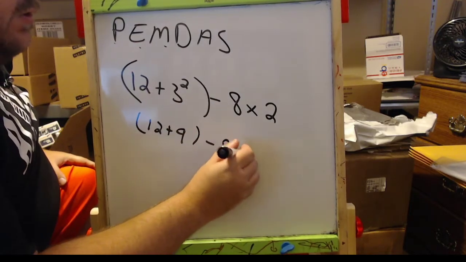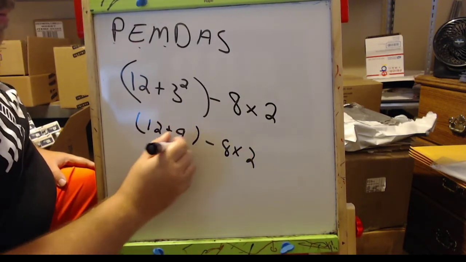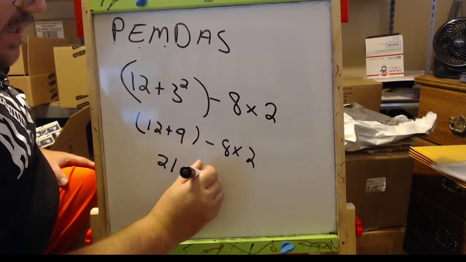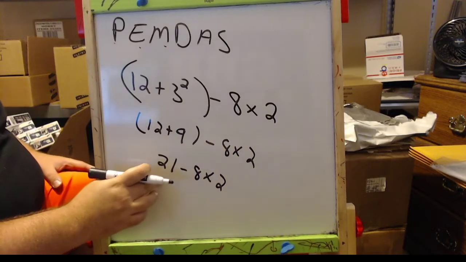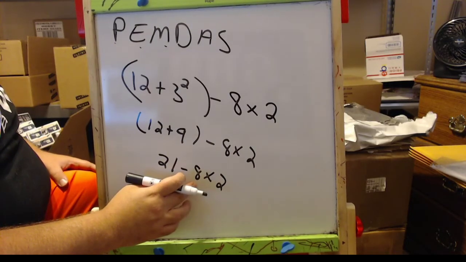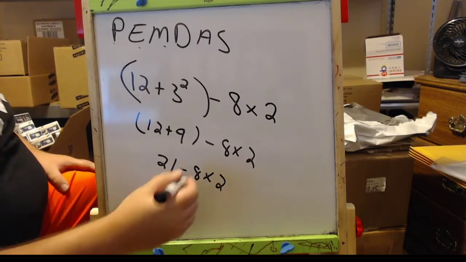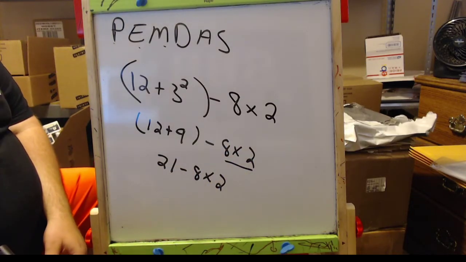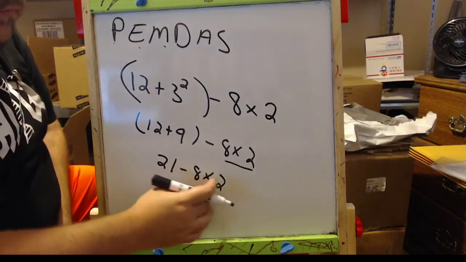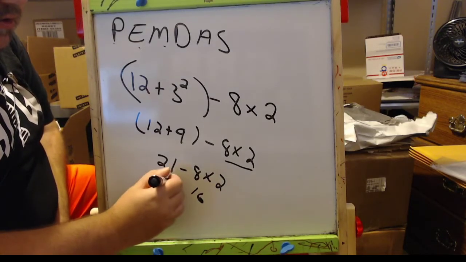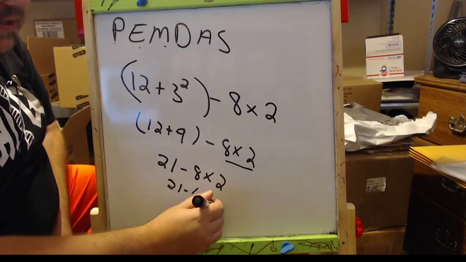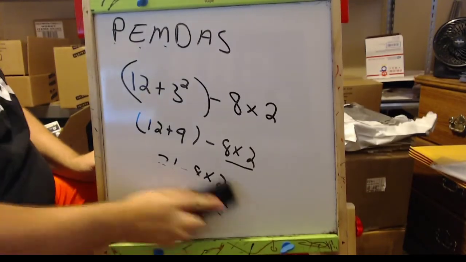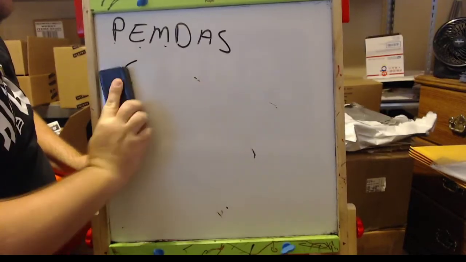Minus 8 times 2. 12 plus 9 is 21. So now we have 21 minus 8 times 2. And I know what you're thinking. Well, I want to do 21 minus 8, which would be 13 times 2, and the answer is 26. Nope, now the multiplication comes into play. Okay. So 8 times 2 is 16. 21 minus 16 is 5. Should be the answer.